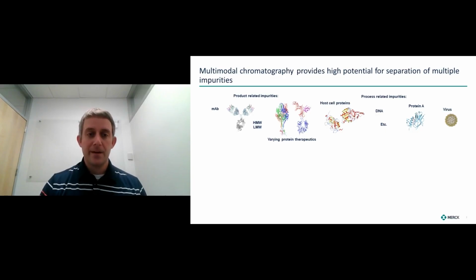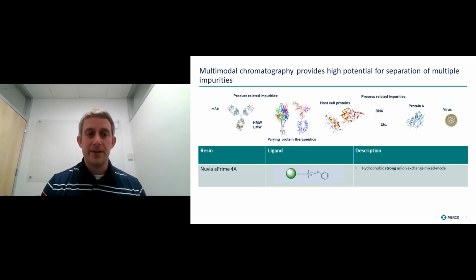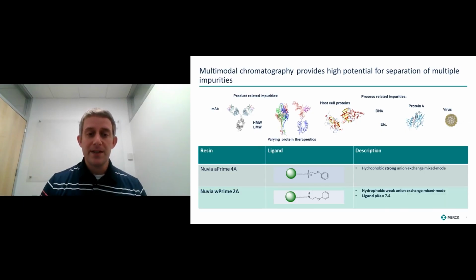And as we've seen, the space veer towards more variation in protein therapeutics, it can provide even more value. If we look at multimodal resins that have been available for some time, there are several. For anion exchange particularly, a couple of the offerings have been strong anion exchangers with hydrophobic character. So Nuvia wPrime 4A has a quaternary amine, and then an aromatic group that gives more hydrophobic selectivity. But the new resin that we evaluated and will be focusing on today is Nuvia wPrime 2A.